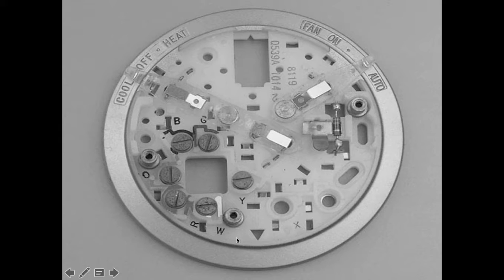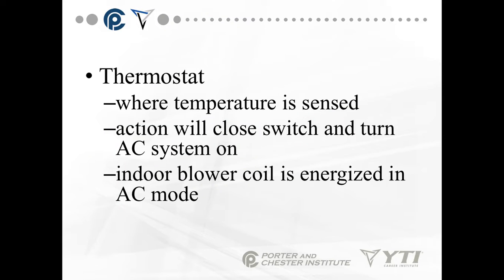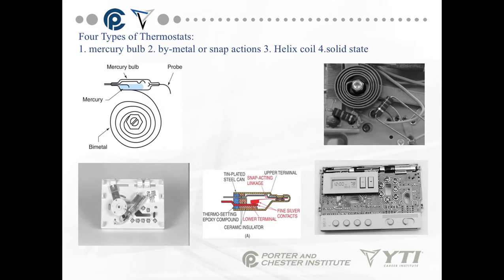Same thing here. This is for one of the old Honeywell round thermostats. You'll notice your wiring connections, and the hole that's around the wiring connections here is designed to allow the wiring to come out of the wall and into the subbase. The thermostat mounts onto the top of the subbase. Okay, the thermostat component is where the temperature is sensed. The action will close a switch and turn the air conditioning system on. The indoor blower coil is energized in the air conditioning mode.